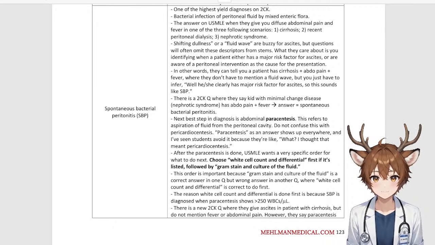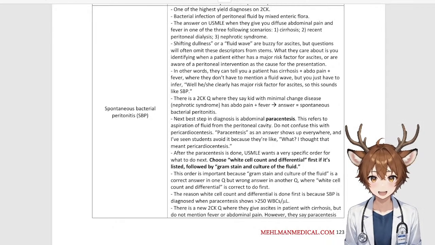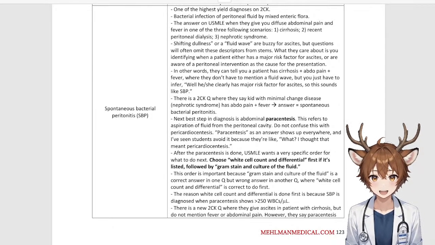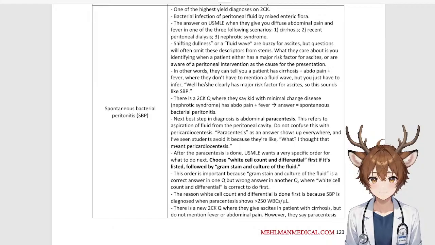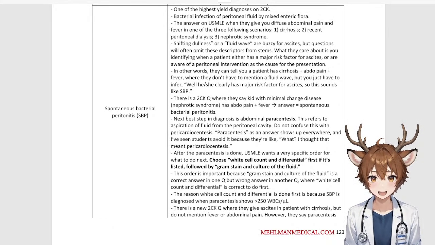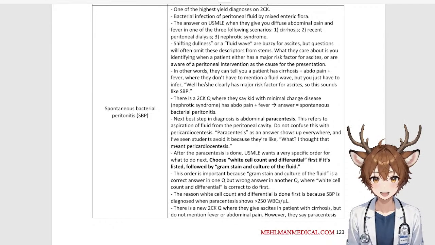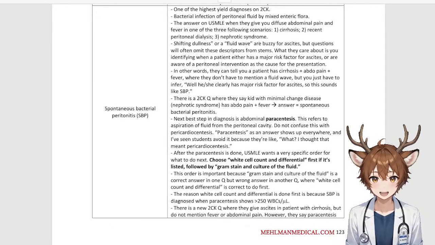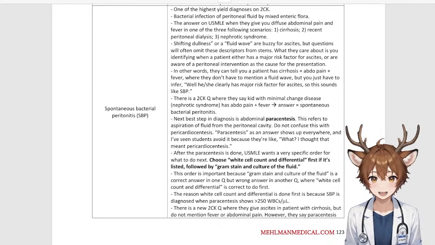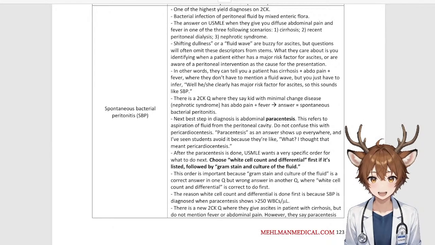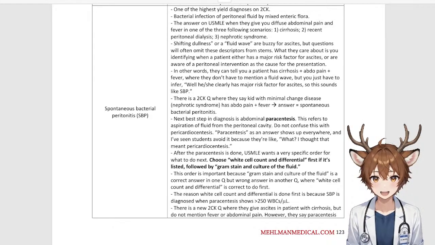In other words, they can tell you a patient has cirrhosis plus abdominal pain plus fever, where they don't have to mention a fluid wave, but you just have to infer, well, he or she clearly has major risk factors for ascites, so this sounds like spontaneous bacterial peritonitis. There was a 2CK question where they say a kid with minimal change disease, nephrotic syndrome, has abdominal pain plus fever, the answer should be spontaneous bacterial peritonitis. The next best step in diagnosis is abdominal paracentesis.